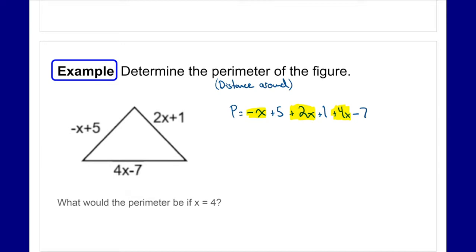Let's look at our other terms. Well, I have a plus 5. Is that a like term with anything? It's a like term with 1 because it doesn't have a variable, and the minus 7.